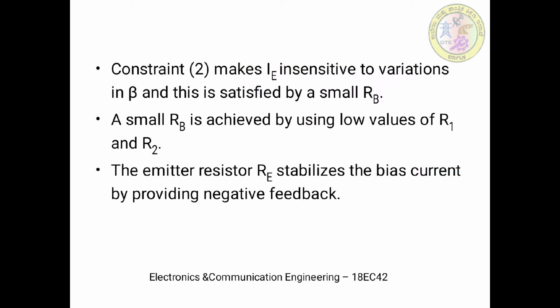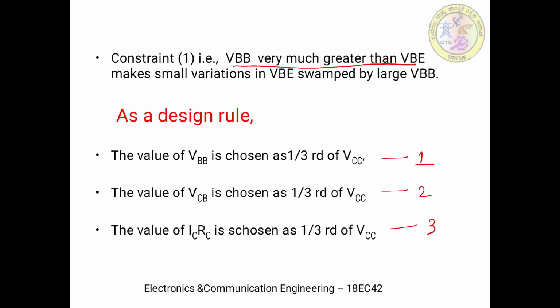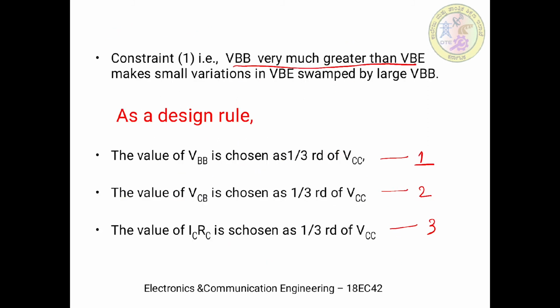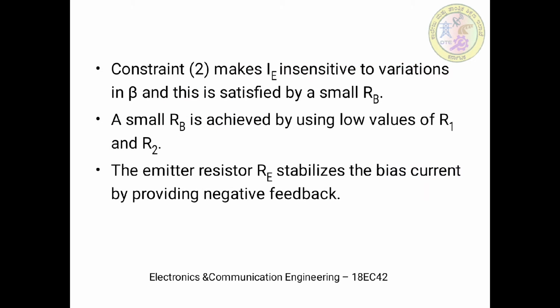Now constraint 2, what was that second constraint? RE very much greater than RB divided by beta plus 1. What is the significance of this constraint? This constraint 2 makes the emitter current insensitive to the variations of beta values, and that is achieved by choosing a small RB value. So these are all the design settings, in order to make the emitter current insensitive to variations.